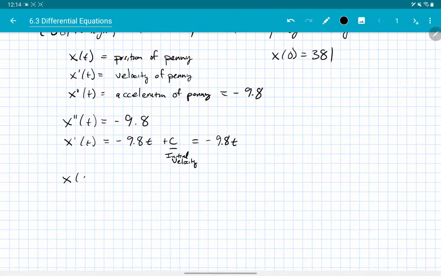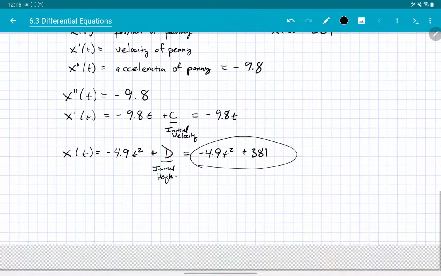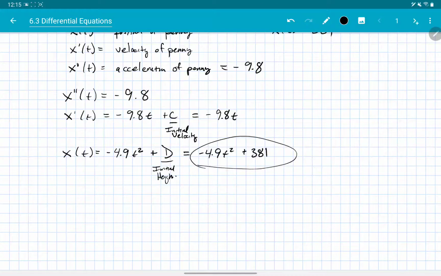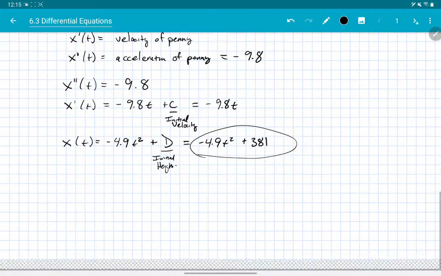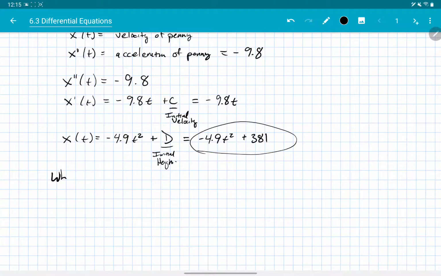Now we can take another antiderivative to get the position. So we get negative 4.9 t squared, because we have to divide 9.8 by 2 for the antiderivative, plus some constant. Let's call this constant d. This is the initial height, or position. This we know is 381 meters. So this is our equation which determines the height of the penny at a specific time. What do we do with this equation? Well, we want to find out when the penny hits the ground.